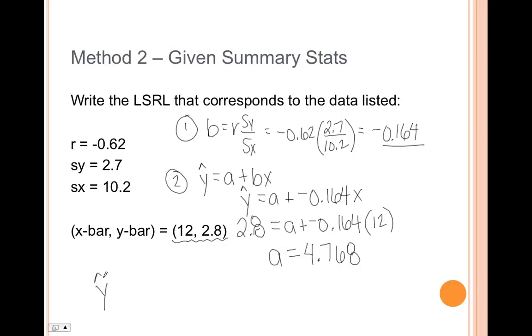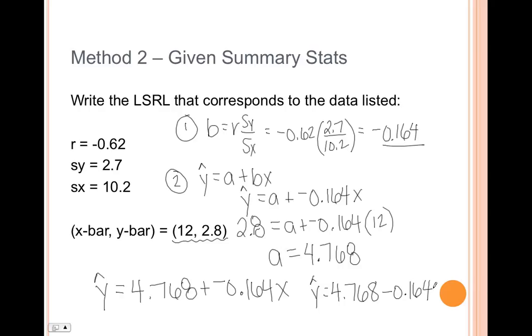Okay, so that leaves me with y hat is equal to a, 4.768, plus b, negative 0.164x, okay? Or I could have written it as y hat is equal to 4.768 minus 0.164x. Those are the same, right?